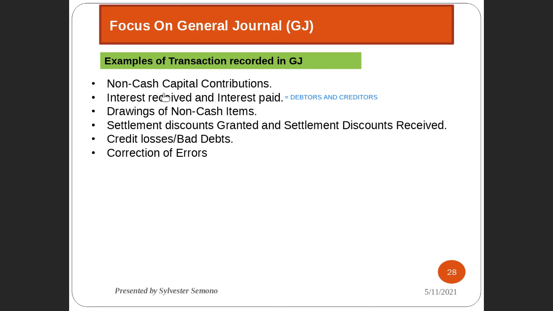Now, let me talk about the settlement discount granted and settlement discount received. Guys, these discounts are given to debtors and creditors. For example, if let's say I've got someone who owes me, think about Varsity College.